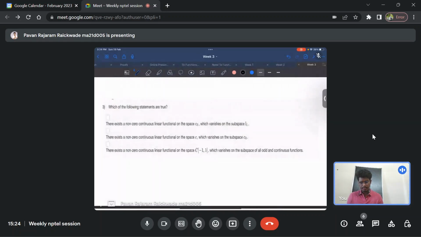Okay, so question number 3. Which of the following statements are true? First, there exists a non-zero continuous linear functional on the space C0 which vanishes on the space L1.